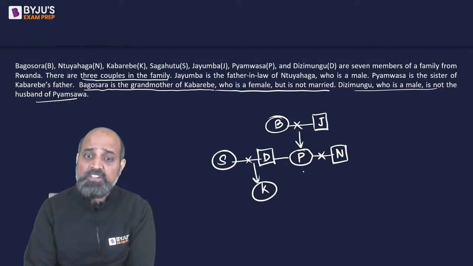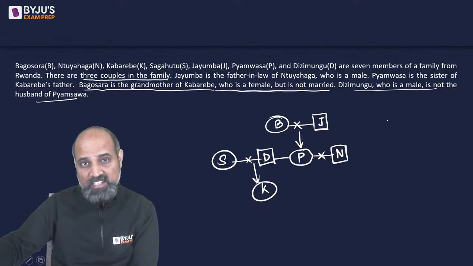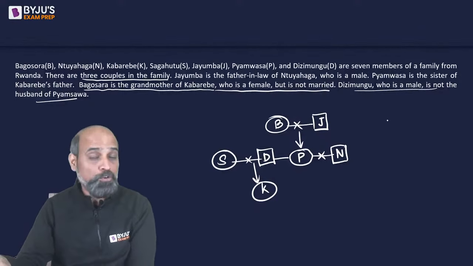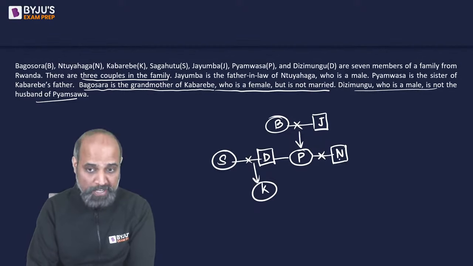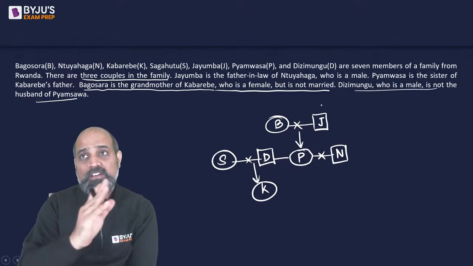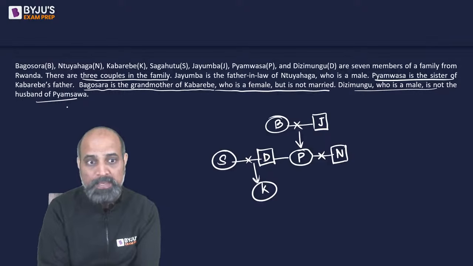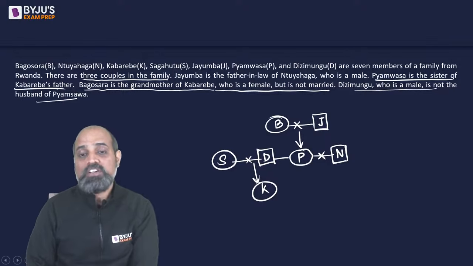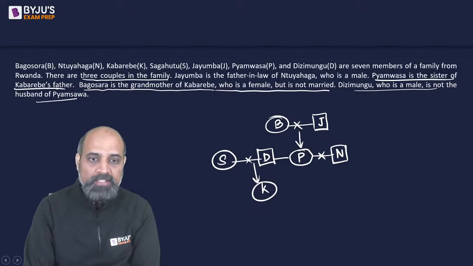P is the sister of K's father. Since we can't have N's sister here as P, because then D will have no place to go, we will have to make P the wife of N, such that P is the sister of D and D is the father of K. Taki ye statement ka sense bane. P is the sister of K's father. So P is more like maternal aunt to K, right?